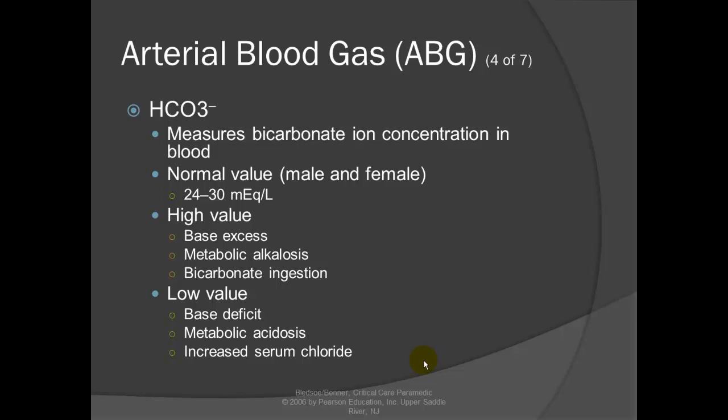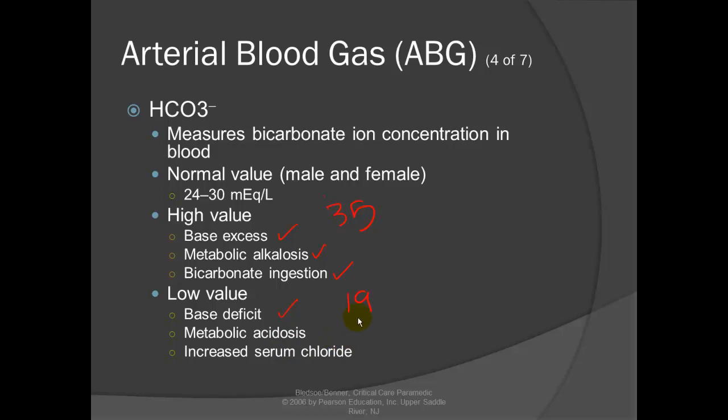HCO3 negative or bicarbonate measured value in males and females is going to be 24 to 30. A high amount of value here, let's say that was 35. You would have too much bicarbonate or you would have base excess. You could be in metabolic alkalosis, or you could have ingested way too much bicarbonate or been given too much bicarbonate. Low values. Base deficit, you don't have enough. This would be a bicarbonate of, say, 19. Metabolic acidosis.